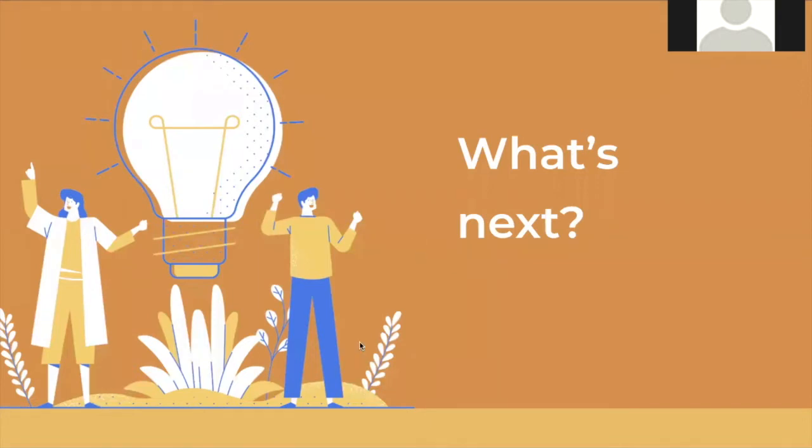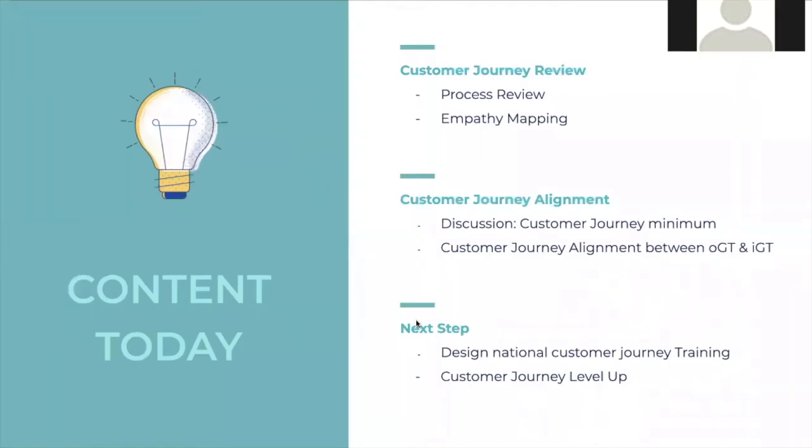So the last part is about what's next, right? Today, these are the things we have been going through: the process review, our empathy mapping, and then the alignment in terms of the customer journey. We defined the minimum and aligned on how OGT and IGT can work together.